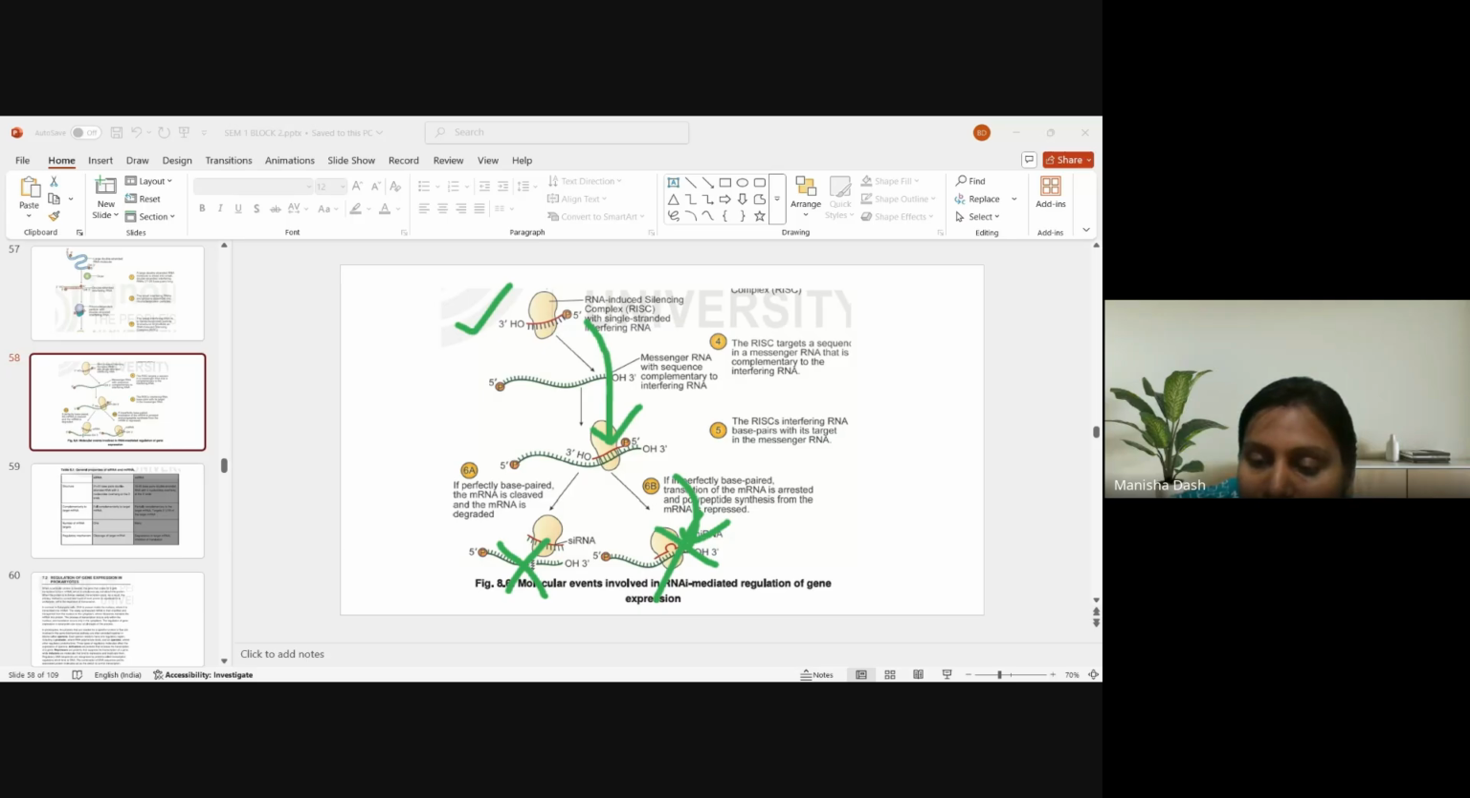So is it clear to all, or if anyone has any question you can ask? Then we will move to the last part, that is your operon concept.